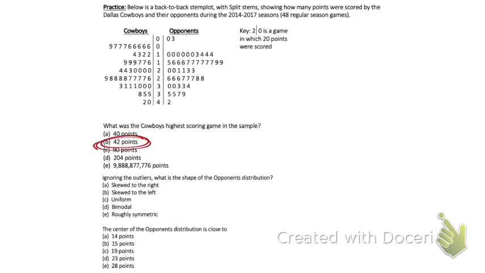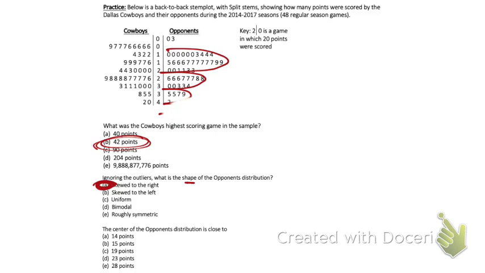Now, ignoring the outliers on those opponents, what is the shape of the opponent's distribution? Feel free to take your paper and turn it to the side if you would like. What is the shape of that opponent's distribution? Yes, it's skewed to the right. Okay, skewed to the right. All good? Perfect.